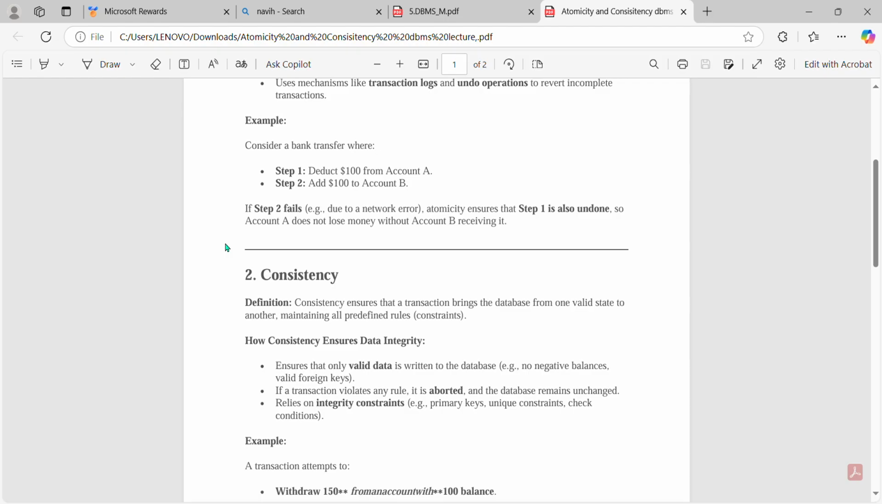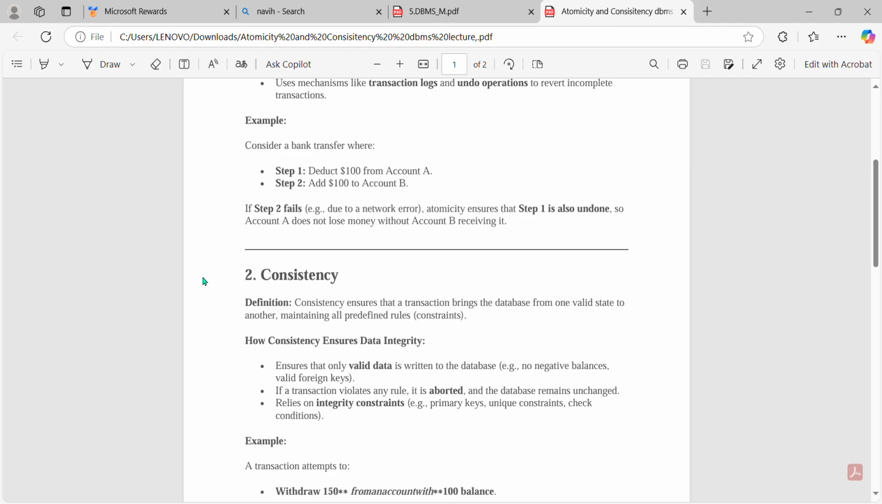First, it ensures that only valid data is written to the database. Example, no negative balance, valid foreign keys. If a transaction violates any rules, it is aborted and the database remains unchanged. It relies on integrity constraints. Example, primary keys, unique key constraints, and checks.